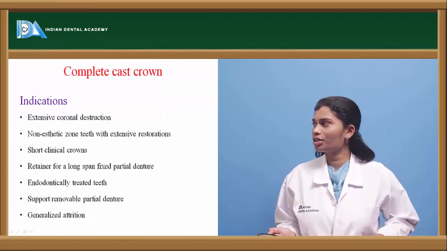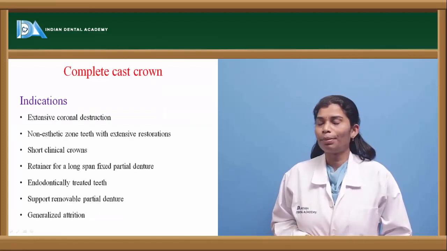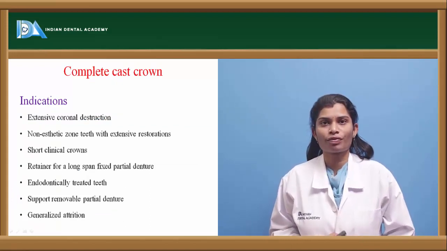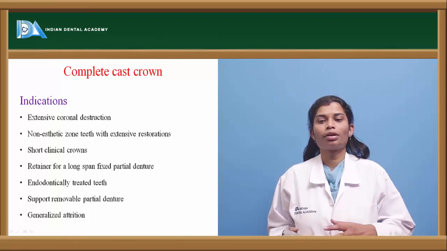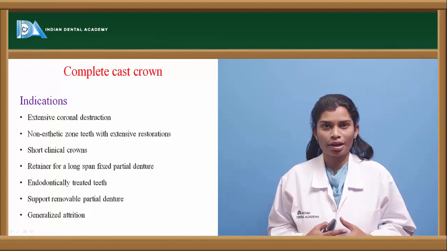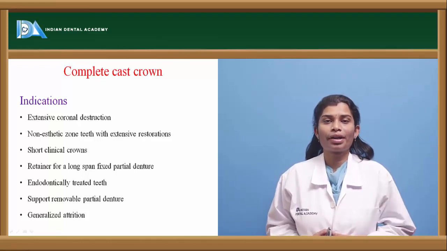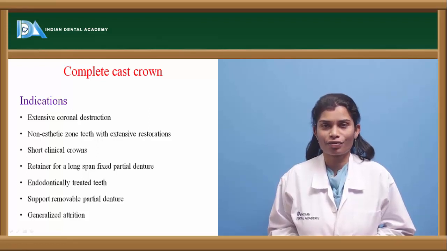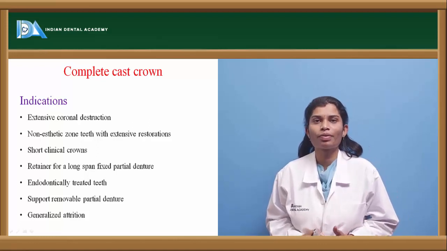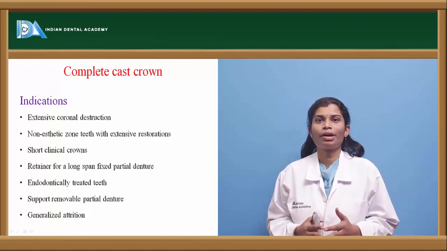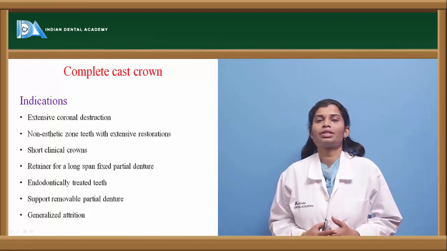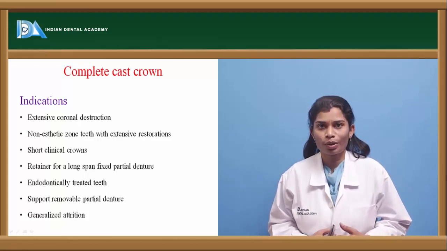So what are the indications of complete cast crowns? Complete cast crowns are indicated in cases where the tooth has excessive destruction of the tooth structure, where the tooth had been extensively damaged due to caries, where all the surfaces are involved, or prior restorations have been done on all the surfaces. And also short clinical crowns. In such cases, if you go with a partial veneer crown, the amount of retention will be very less and the restoration will be compromised. In such cases where there is a short clinical crown, it is mandatory that you go with a complete coverage restoration.